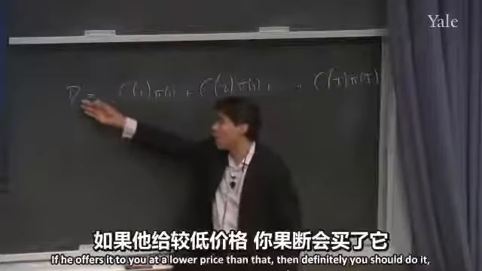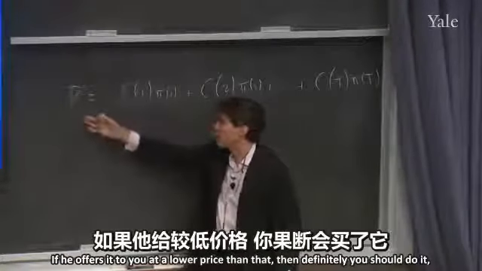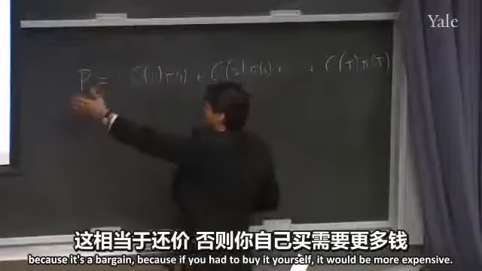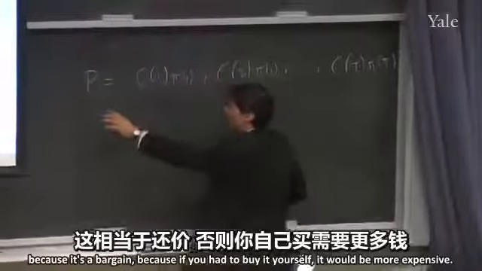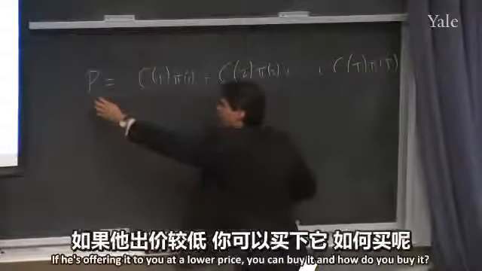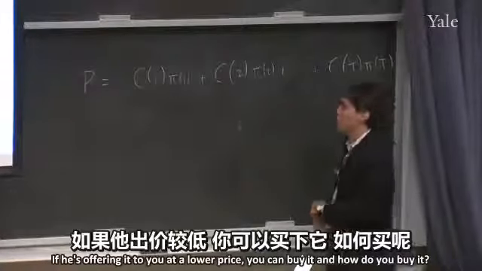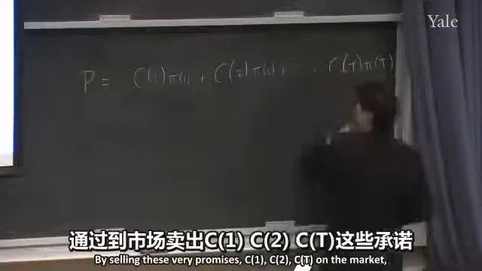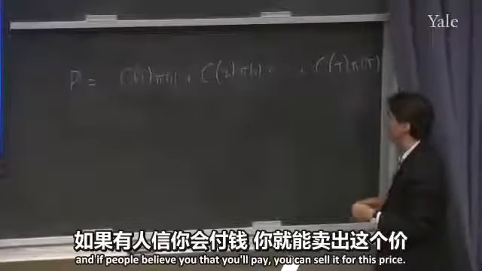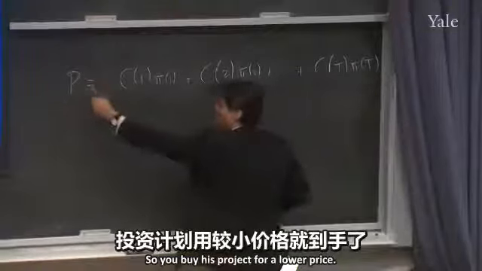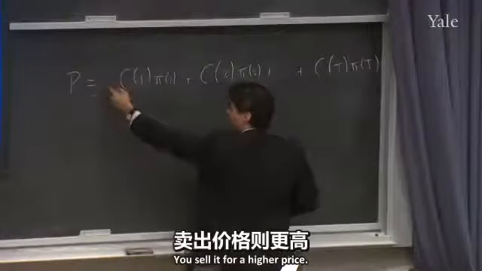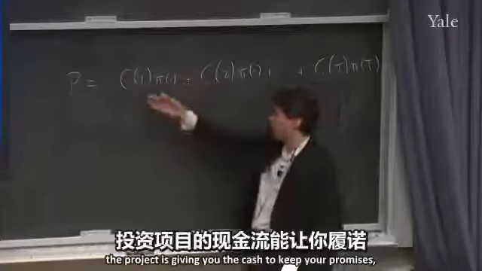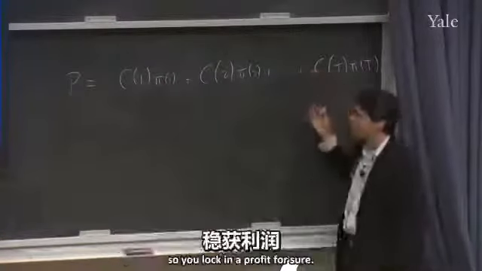If he offers it to you at a lower price than that, then definitely you should do it, because it's a bargain. If you had to buy it yourself, it would be more expensive. In fact, you can make an arbitrage profit. If he's offering it to you at a lower price, you can buy it. And how do you pay for it? By selling these very promises, C1, C2, CT, on the market. And if people believe you'll pay, you can sell them for this price. So you buy his project for a lower price, you sell the promises for a higher price, you make the difference, and when it comes time to keep your promises, the project is giving you the cash to keep them, so you lock in a profit for sure.